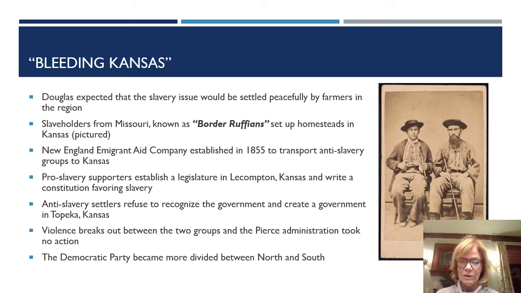The pro-slavery people set up a government in Lecompton, Kansas, and they write a constitution that allows slavery. The anti-slavery people establish a government in Topeka, Kansas. And then violence breaks out between both of them, and Pierce does nothing. Right? The Democratic Party, because of this, becomes even more divided between North and South.